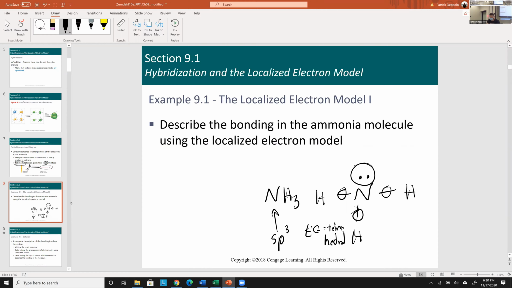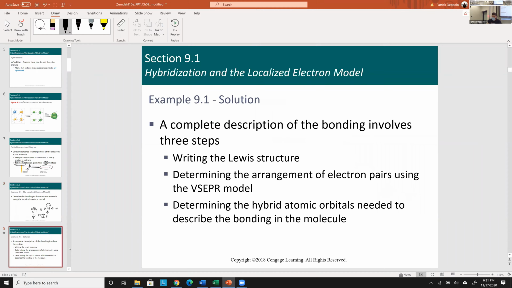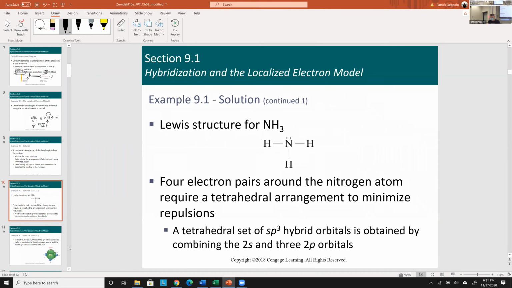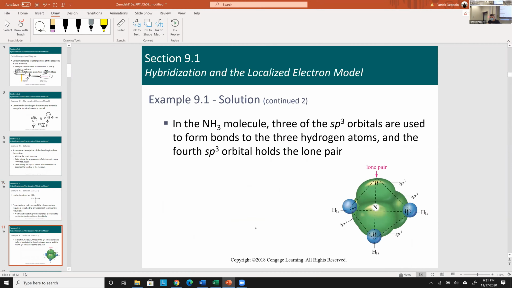Okay, cool. So common questions you'll see are, in the Lewis structure of whatever, what is the hybridization of one of these atoms? So you'll see that. It's literally what I just said. Write the Lewis structure, determine the arrangement of electron pairs using the VSEPR model, meaning the electron geometry, and from that you can determine the hybridization. So the Lewis structure for NH3 we know is sp3.